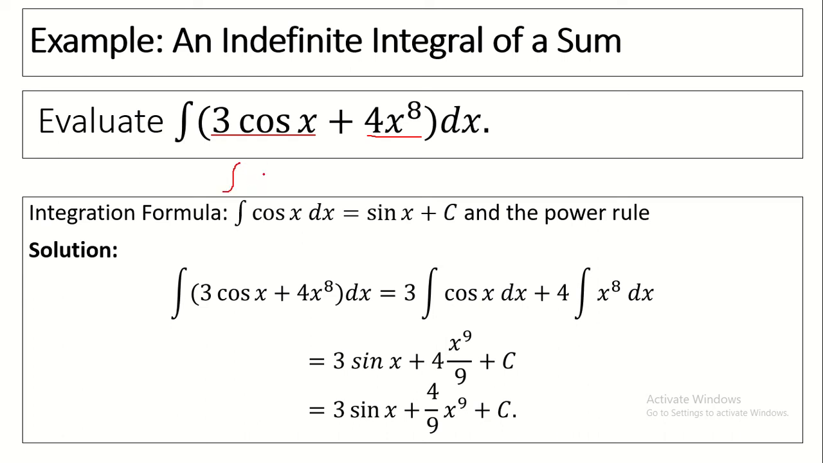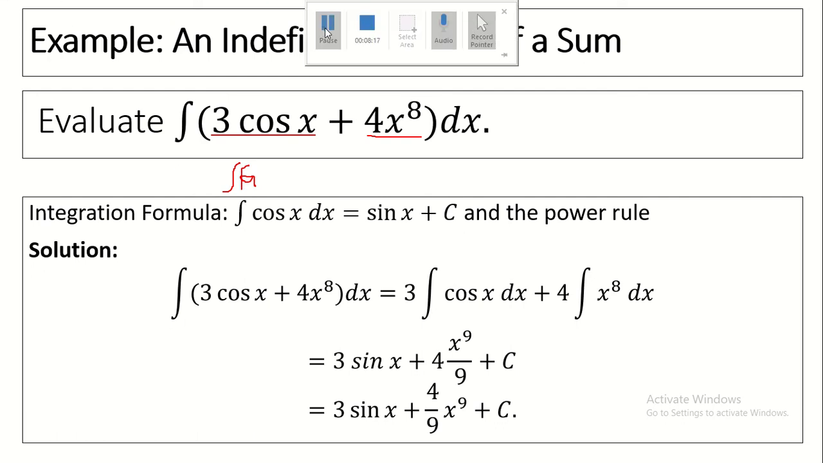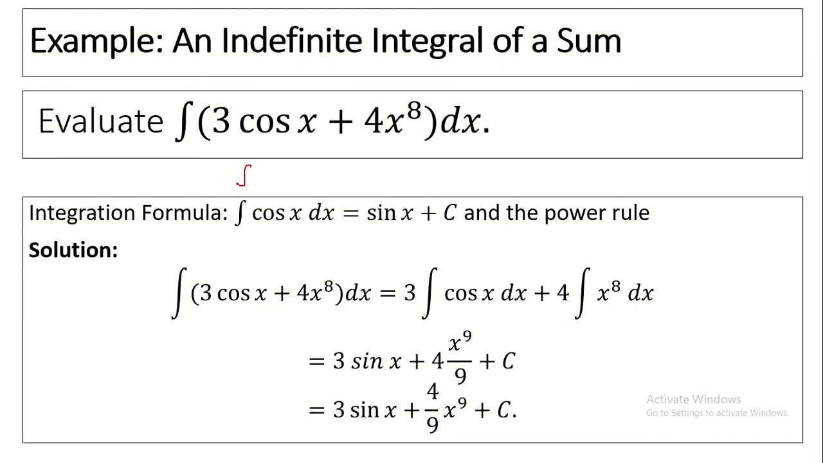which says that the indefinite integral of a f of x plus b g of x is equal to a times the indefinite integral of f of x dx plus b times the indefinite integral of g of x dx.